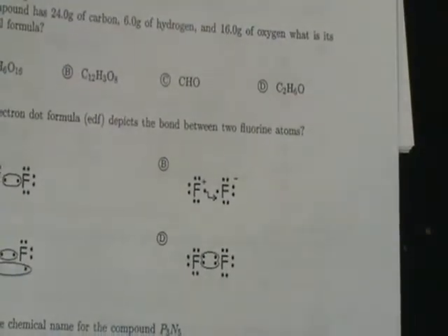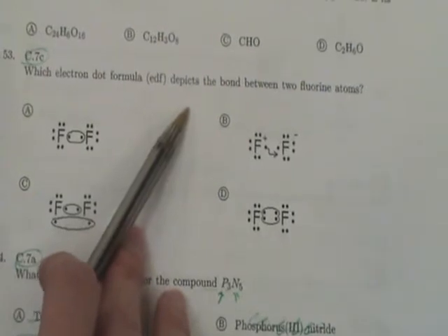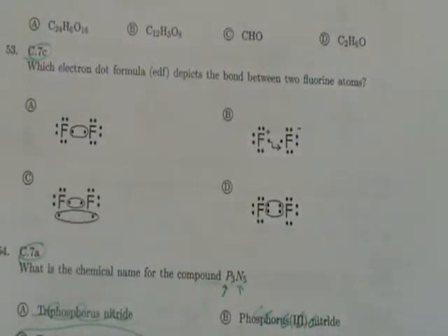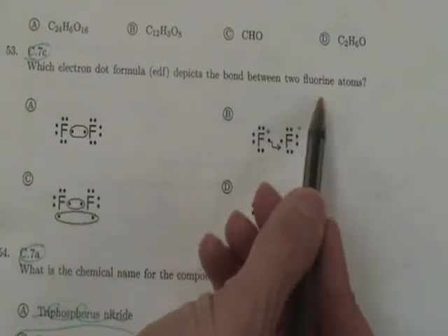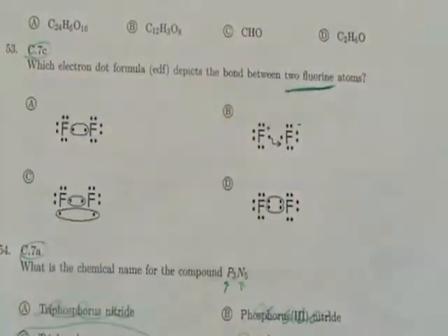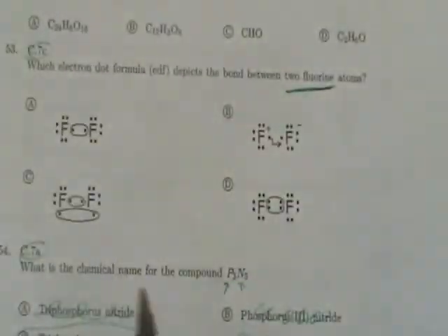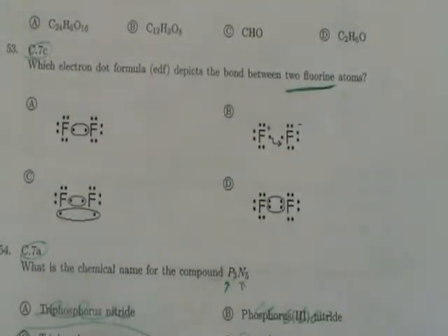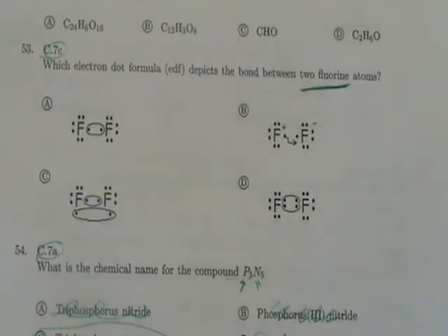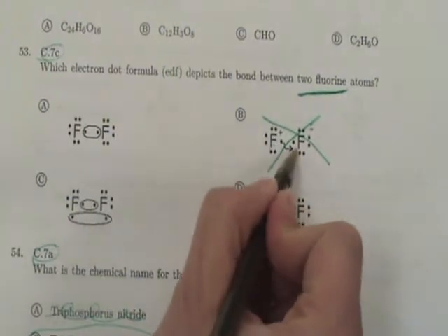Alright, so now let's look at your electron dot formulas that we looked at, and we talked about these just a minute ago in the video. It says, depicts the bond between 2 fluorine atoms. So the first thing you have to ask yourself, 2 fluorine atoms, if we look where they are on the periodic table, right? They're here. These are nonmetals, so a nonmetal and a nonmetal tells you it's a covalent compound. Remember, with covalent compounds, they're sharing electrons. They're not stealing electrons. So in this case, this one would be wrong because this electron is being transferred.